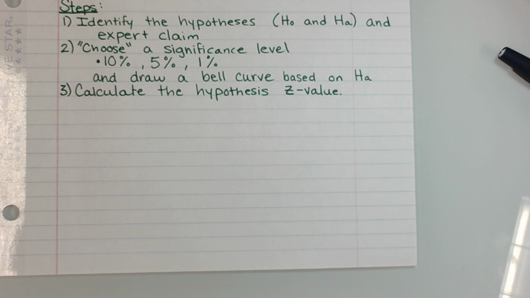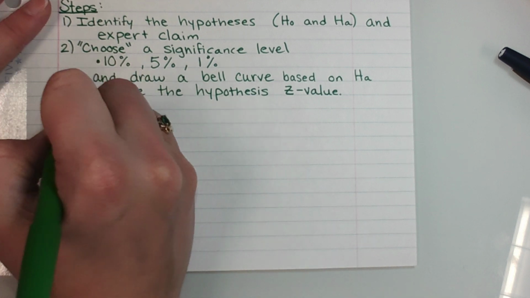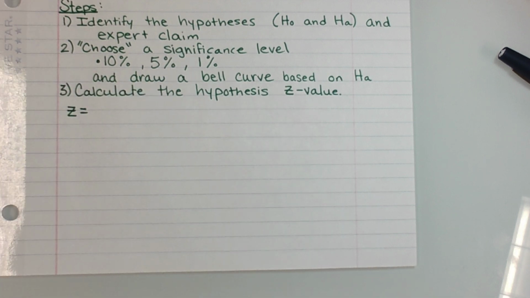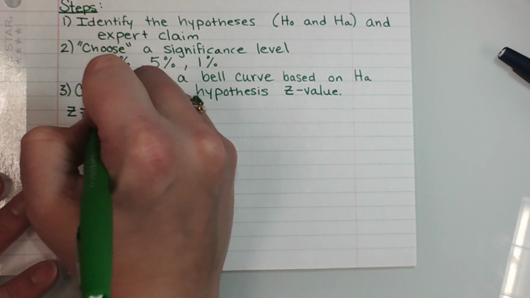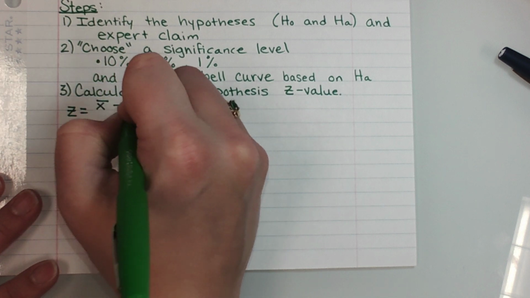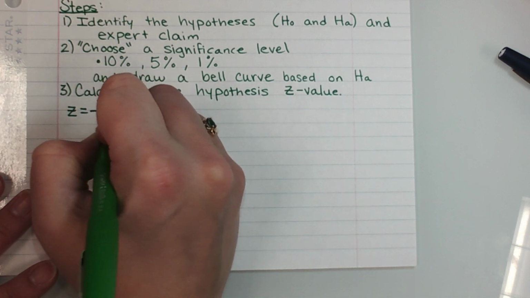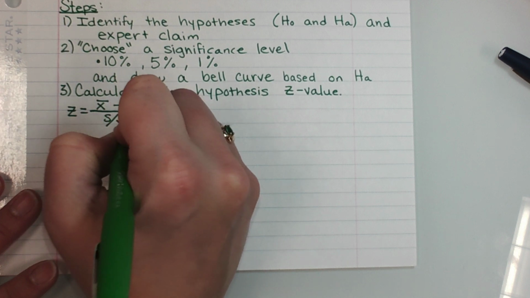Hypothesis testing is done in situations where you don't have the entire population's data. What you have is information from a sample. So we have a different formula for Z then. The Z for hypothesis testing is given by the following formula. Z equals X bar minus mu all over S divided by the square root of N.